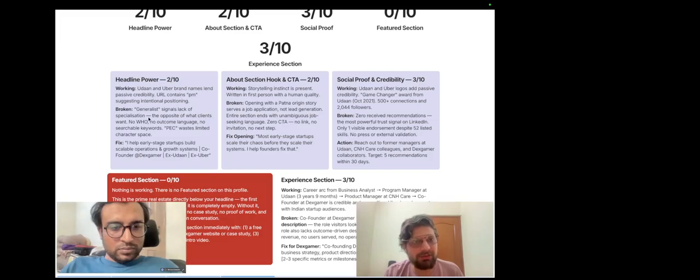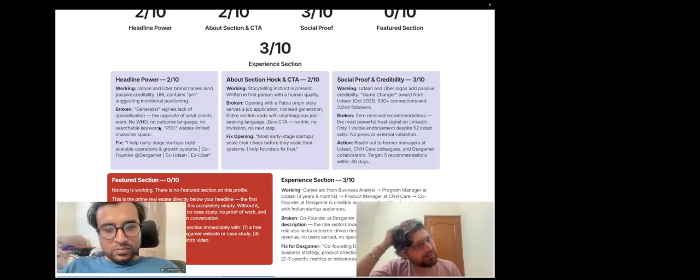Generalist signals lack of specialization, the opposite of what clients want. Know who your client is, your ICP. That profile needs to be mentioned somewhere, whether it's founders you are catering to, marketing people, product people, design people. No outcome language, no searchable keywords. I think these three are the primary things. Spec waste, limited character. I have earlier stage startup, build scalable operations and growth systems. This could be one of them. Co-founder, Dex, gamer, etc.